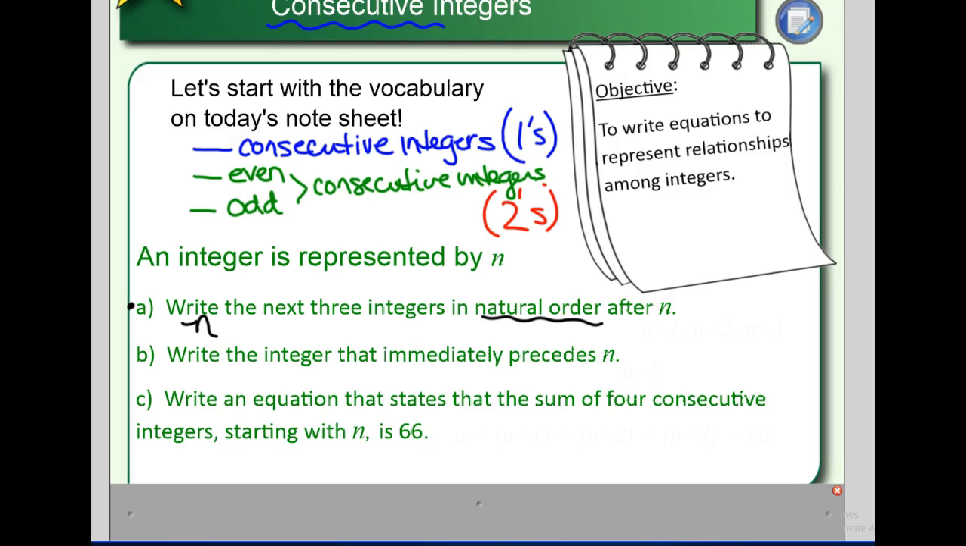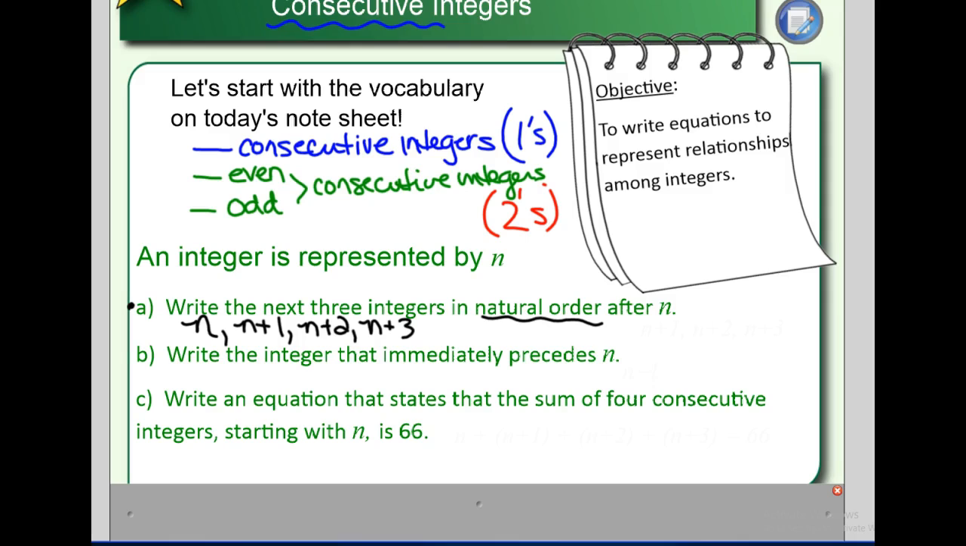If my first integer is n, the second integer has to be n plus 1. It's just the next number in line, so we're counting by ones. If n plus 1 is the first, what's the next one? Yeah, n plus 2, and then the third integer after n would be n plus 3. Nicely done.